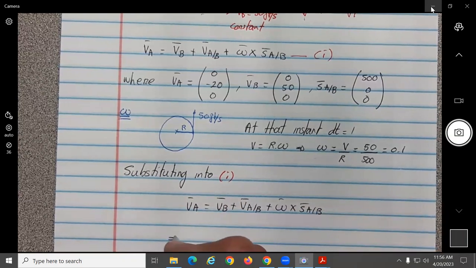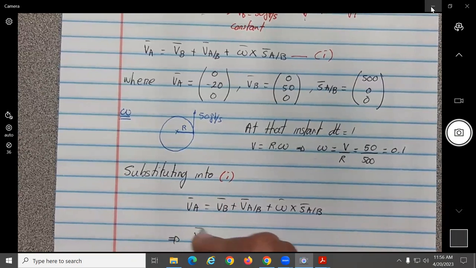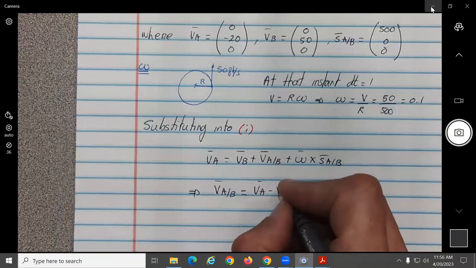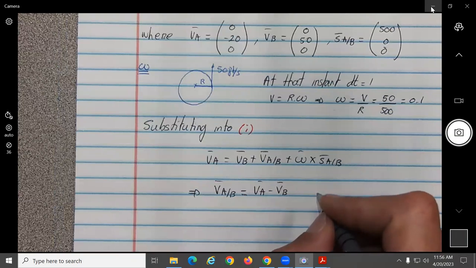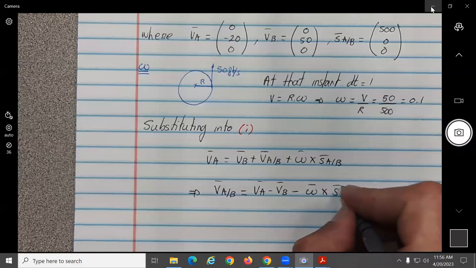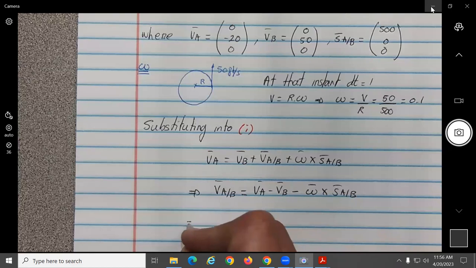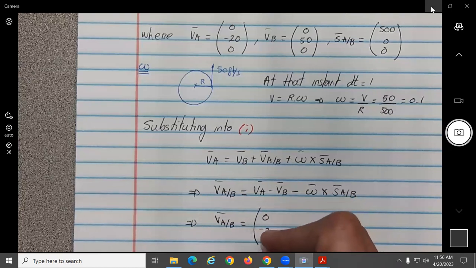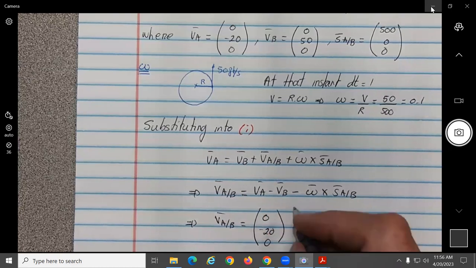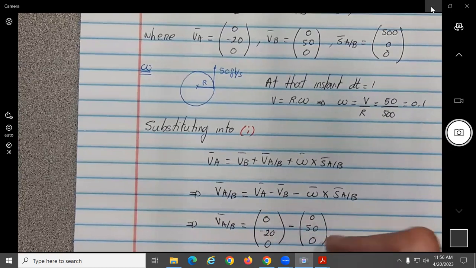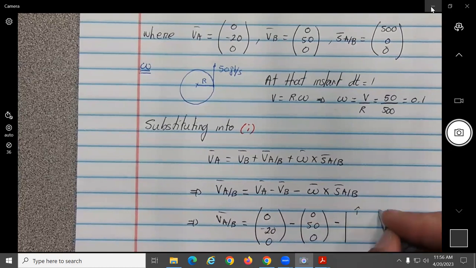So from here, we can find that velocity of A with respect to B would be equal to what? VA minus VB, minus omega cross S of A with respect to B, which would give what? 0, negative 20. I'm just going to put X and Y this time. If you want to put Z, let's put the Z since we have it. Minus 0, 50, 0, minus I, J, K.